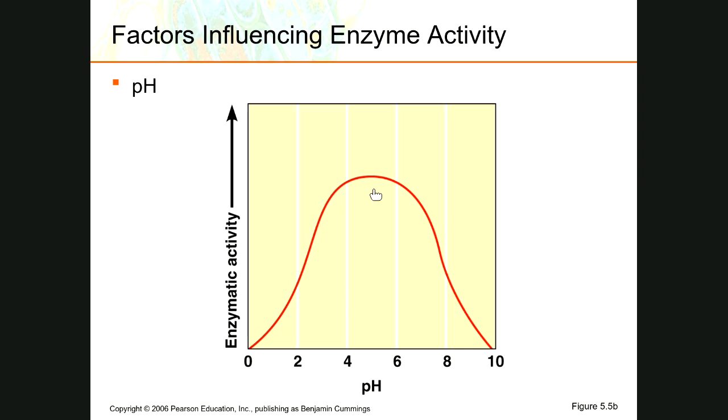And in this case, if you decrease the pH, which increases the acidity, or you increase the pH, which increases the alkalinity, you will denature the enzyme and destroy it. So either too low a pH or too high a pH will denature the enzyme and destroy it. So enzymes all function within a narrow pH range as well as a narrow temperature range.